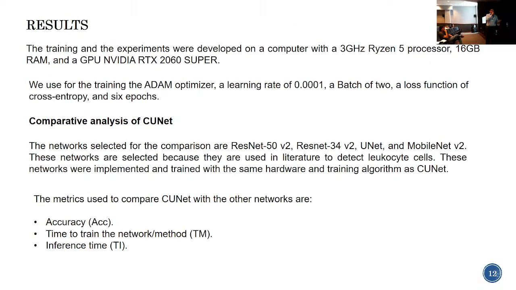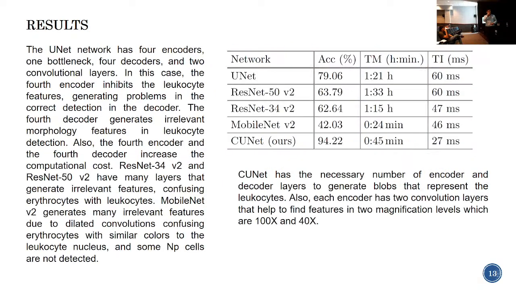Well, we trained this on a Ryzen 5 processor with 63 gigs of RAM and an NVIDIA RTX 2060 Super, with an Adam optimizer, a learning rate of 0.0001, a cross entropy loss function, and 6 epochs. We compare this network UNet with a ResNet 50v2, ResNet 34v2, and MobileNet v2 with the metrics of accuracy, time to train the network, and the inference time.